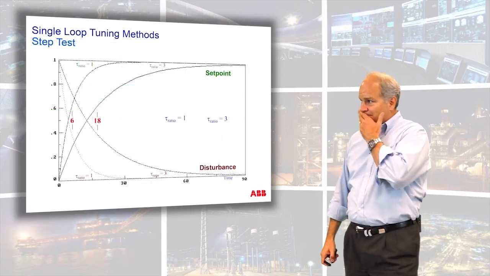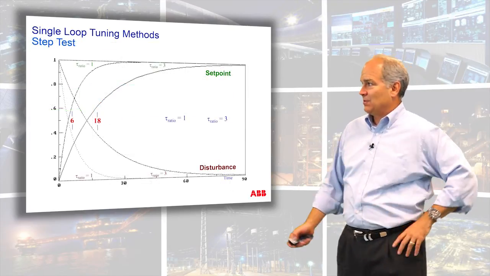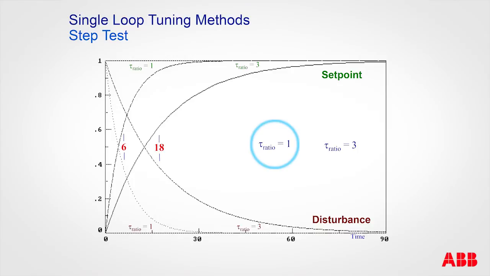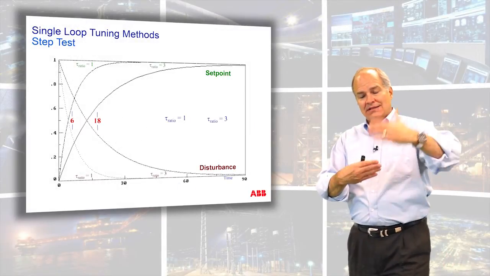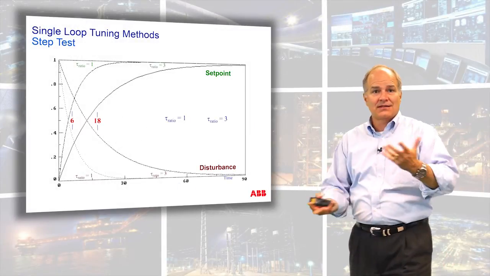Here are 2 examples where I've tuned a tau ratio of 1 and a tau ratio of 3. Here if I change the set point, you can see that it's got a time constant of 6, and here's a closed loop time constant of 18. If we have a step disturbance, I just overlaid all of them on top of each other. So you can see that's what's nice about the direct synthesis technique, is that the set point change and the load disturbance act the same way.